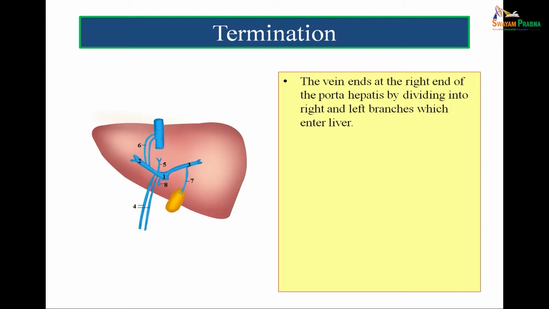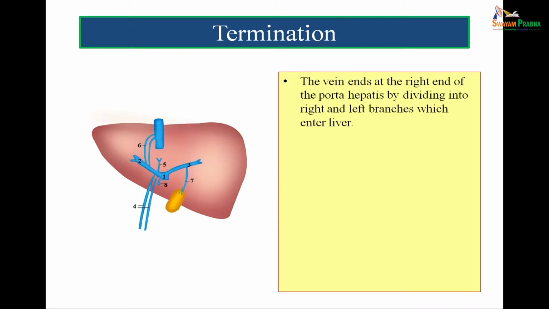The left branch of the portal vein gives a branch to the caudate lobe, marked by 5 in the figure. It gives a branch to the quadrate lobe on the inferior surface, marked by 8 in the figure, and then it receives two veins: marked by 4 are the paraumbilical veins along the ligamentum teres, and marked by 6 is the ligamentum venosum, which is connecting the left branch of the portal vein to the inferior vena cava. So these are the tributaries, we can say, of the branches of the portal vein.